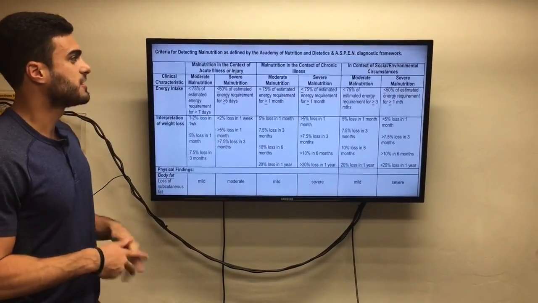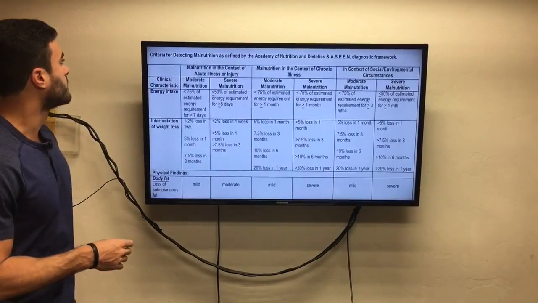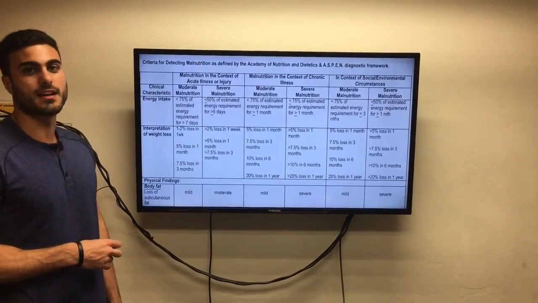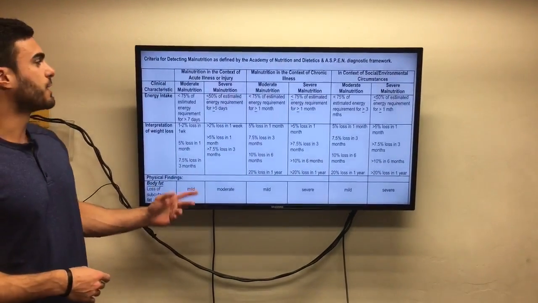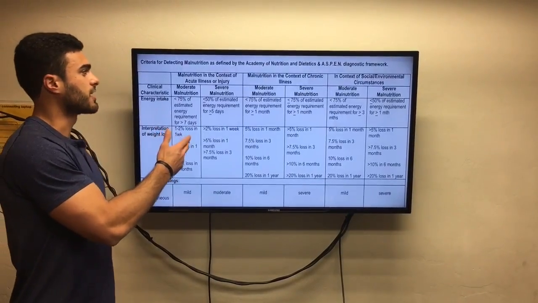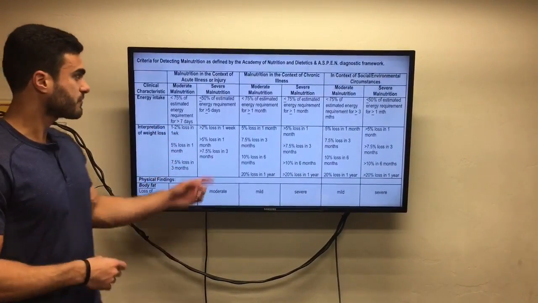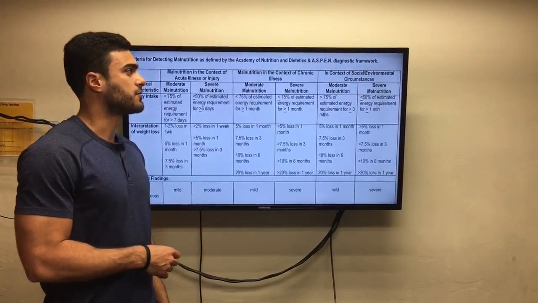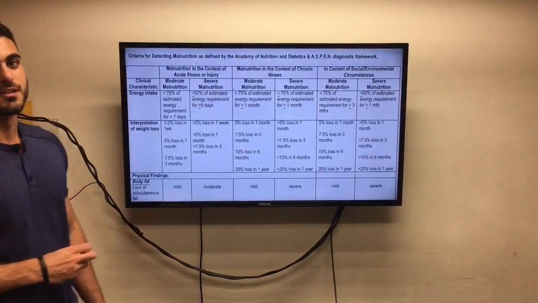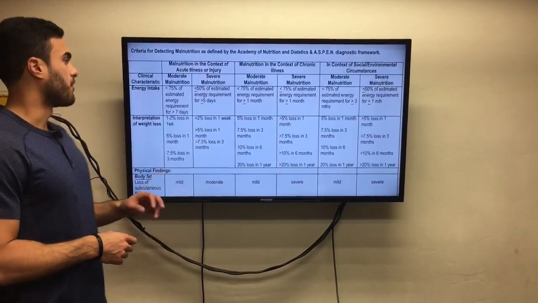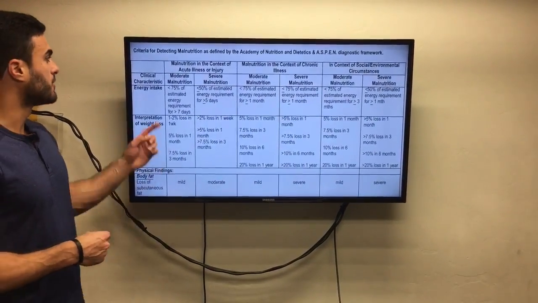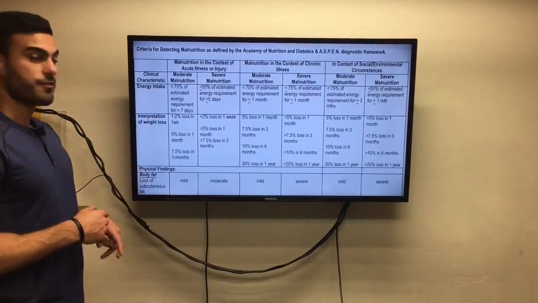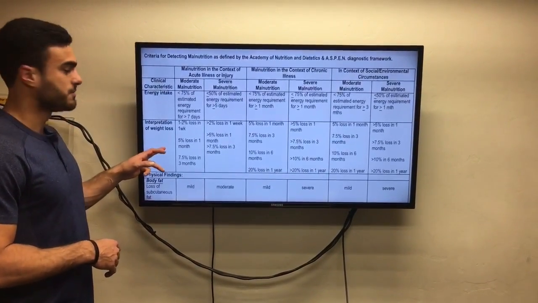Hello. So this is the diagnostic framework for the criteria for detecting malnutrition as defined by the Academy of Nutrition and Dietetics and ASPEN. As you can see here, we have 3 categories: malnutrition in the context of acute illness or injury, malnutrition in the context of chronic illness, and in the context of social environment and social circumstances. Within each category, there are 2 subgroups: moderate malnutrition and severe malnutrition. But for this, we're going to turn our focus to the interpretation of weight loss.